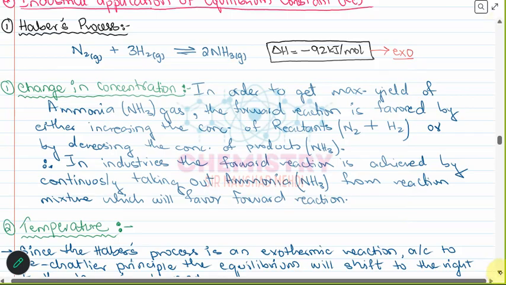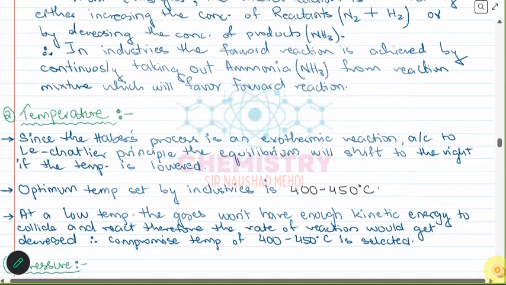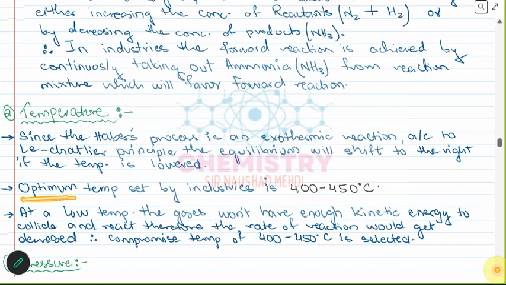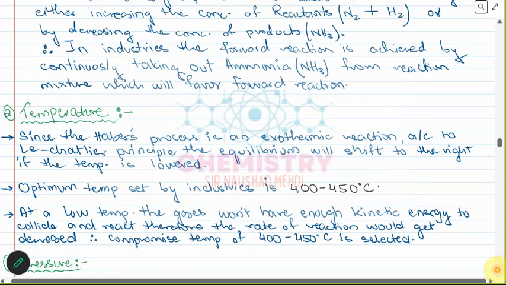Understood? Yes or no? So that's why we do not want a very high temperature, and we do not want a very low temperature. We have selected the optimum temperature, at which the rate of production of ammonia and the yield of ammonia are both balanced. Understood? And what is that optimum temperature? That is 450 degrees Celsius. I hope you understood the point, yes or no.